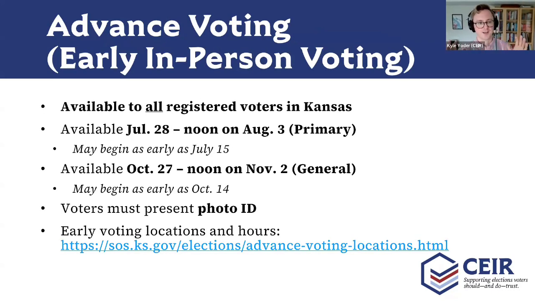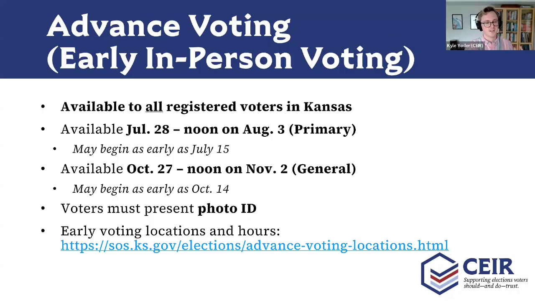Let's talk about early in-person voting. This is available to all registered voters in the state of Kansas. For the primary election, it's available from July 28th until noon on August 3rd. The start date for early voting may vary a little bit by county. So some counties in Kansas begin early voting as early as July 15th. Voters should check with their local county office to discover that information for themselves in their area.